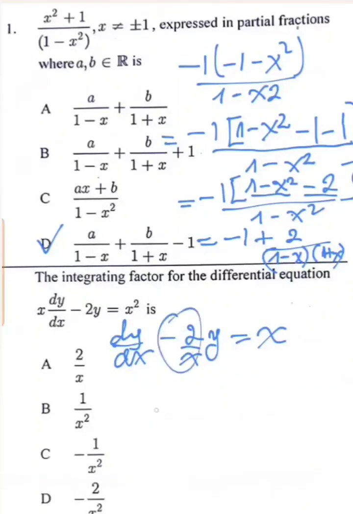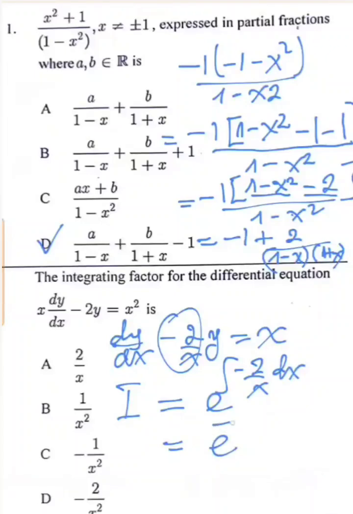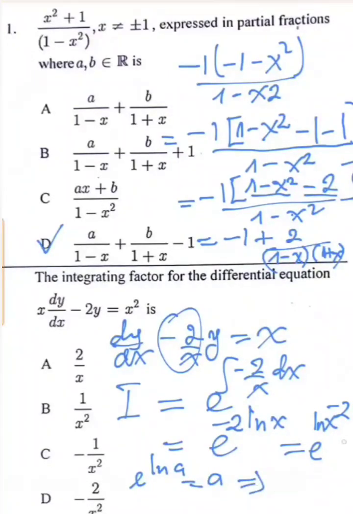When it's in this form now, the coefficient of y would be used in calculating the integrating factor, whereby I, the integrating factor, equals e to the integral of -2 over x, that coefficient of y dx. And this gives e to the -2 integral of 1 over x, which is ln x. This gives e to the ln x to the -2. Remember that e to the ln a equals a. So using that property, e to the ln of x to the -2 would simply be x to the -2, which is equal to 1 all over x squared, and that corresponds to option B.